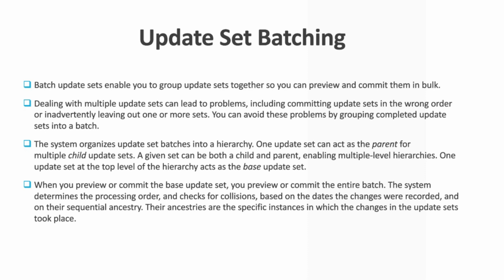One update set at the top level of the hierarchy acts as the base update set. So when you preview or commit the base update set, you preview or commit the entire batch. The system determines the processing order and checks for collisions based on the dates the changes were recorded and on their sequential ancestry. Their ancestries are the specific instances in which the changes in update sets took place.